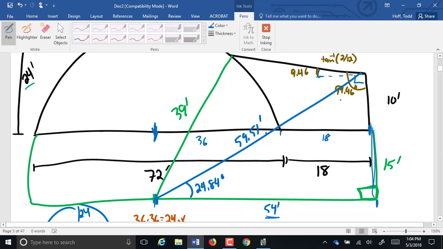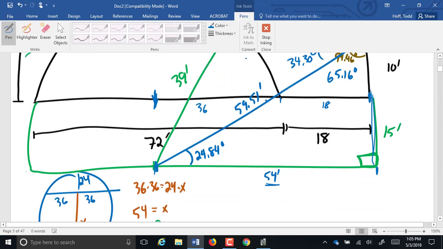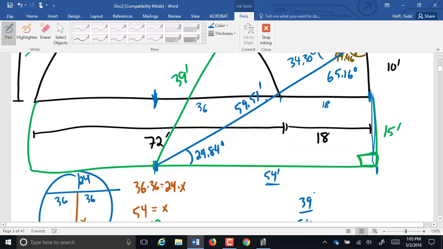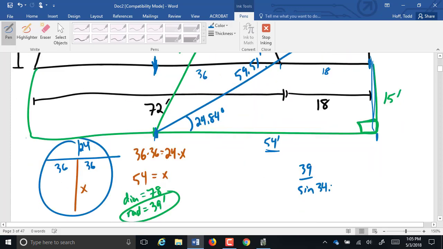We've got this angle up here. It's going to be 65.16 degrees. Makes this angle over here 34.30 degrees, right? So we know this one up here is obtuse. Let's find that angle. We've got 39 over the sine of 34.30 equals 59.51 over the sine of that angle.